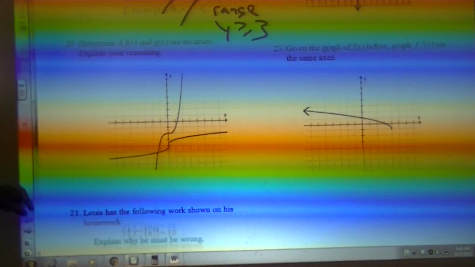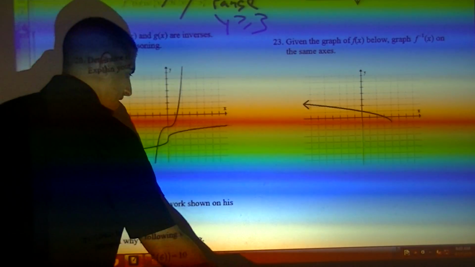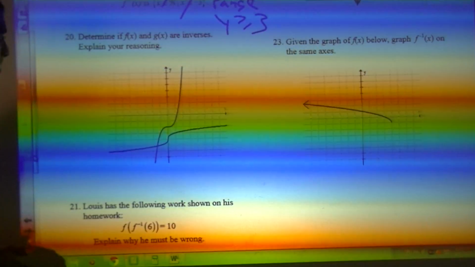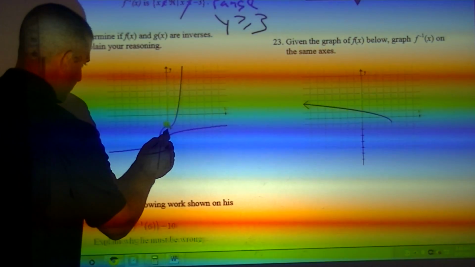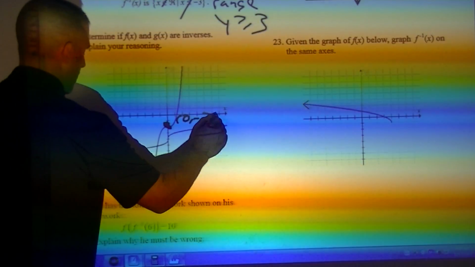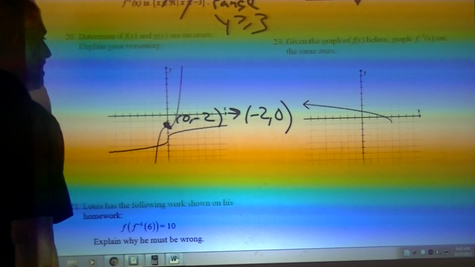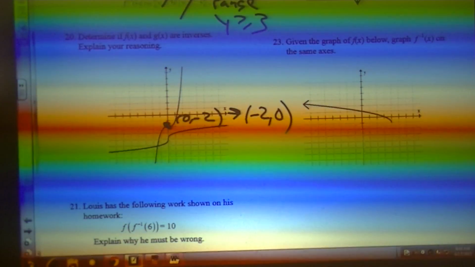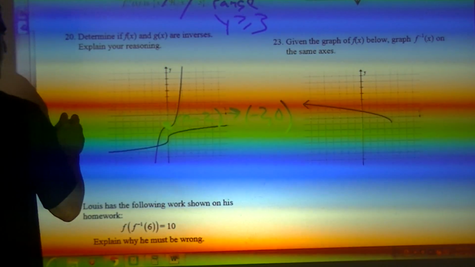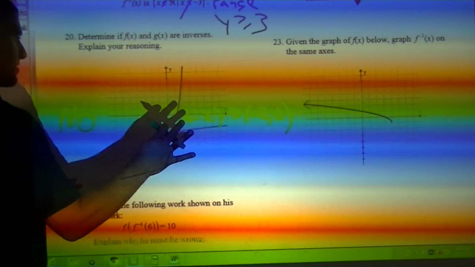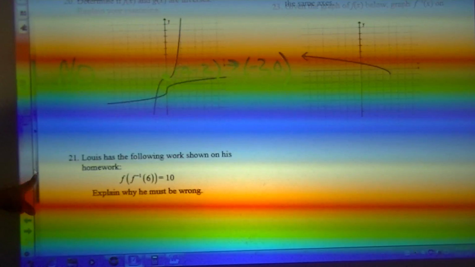20, determine whether they're inverse of each other. Here's how you do that. Take a couple points. Let's say this is 0, negative 2. Then what should happen is you should be able to switch them, and it would be negative 2, 0. Well, negative 2, 0 is here. That's the other function, so that's no. The points didn't flip.